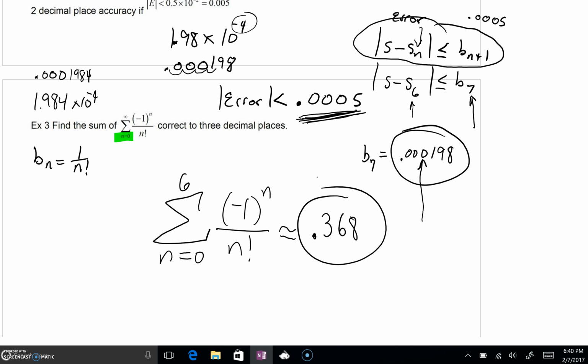Given that you're not going to know any true sums here outside of a telescoping or a geometric series, the best we can do is really just get as close to the true sum as we'd be asked to do. And this is a great way to accomplish that.